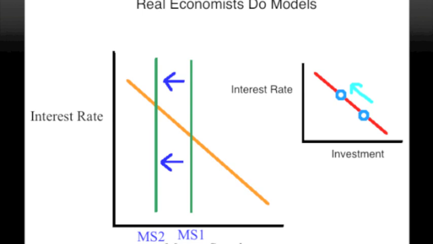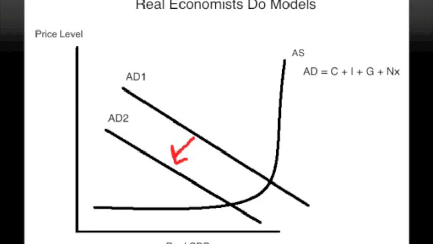And due to increased interest rates, investment decreases. Now let's talk about how that affected aggregate demand and in turn real GDP. Remember, investment is a component of aggregate demand. Because investment decreases, we can say aggregate demand will as well.